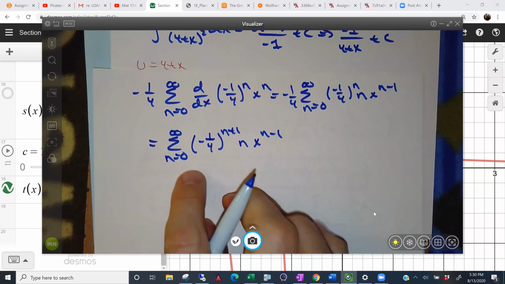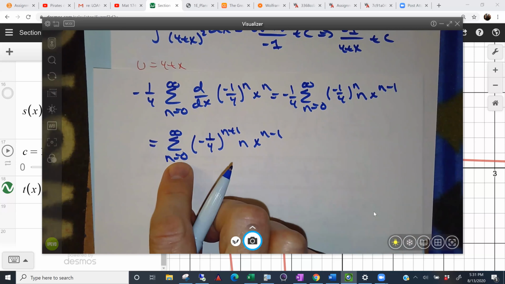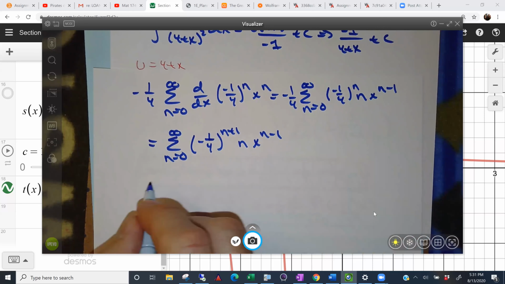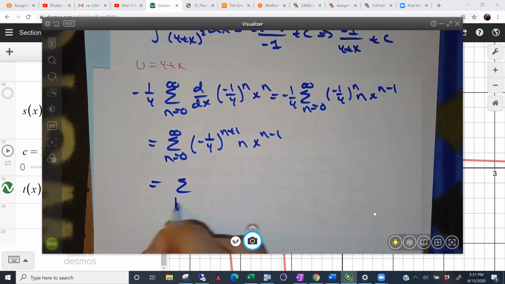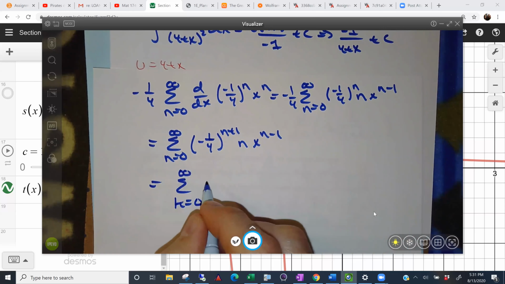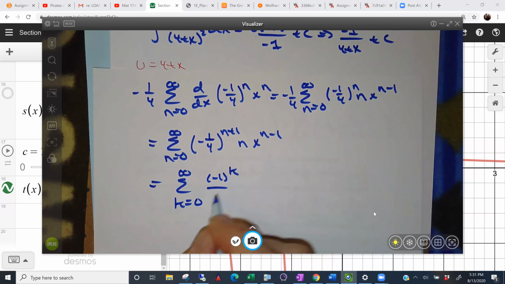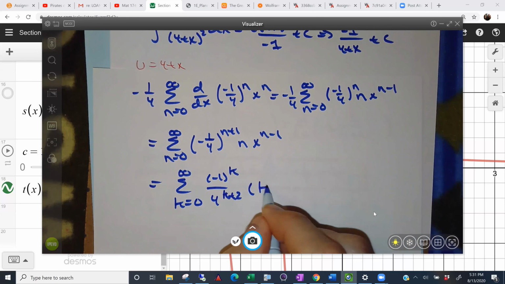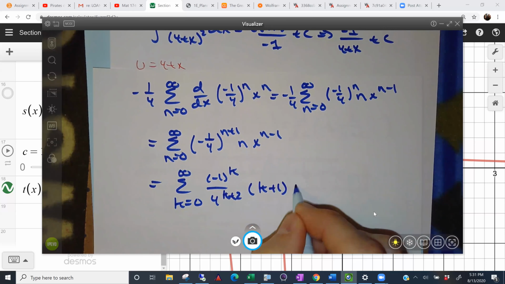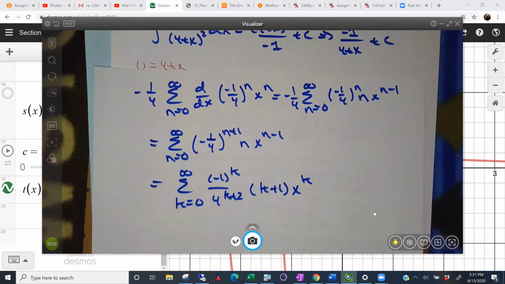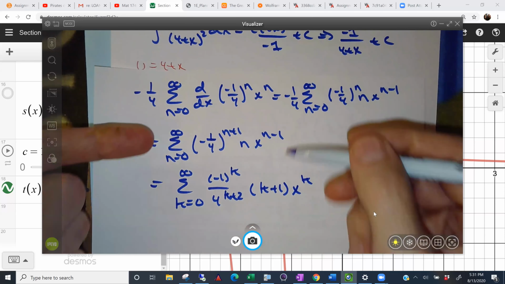And by playing around with our exponents or our index of summation like we did earlier, we can end up with this series. Sum from k equals 0 to infinity of negative 1 to the k power over 4 to the k plus 2 power times k plus 1 times x to the k power. But this part we've already done. I'm not sure if we used the same variables, but we already did that.